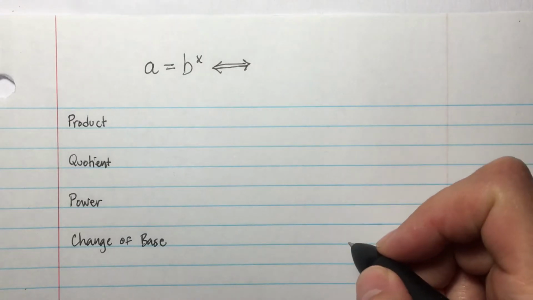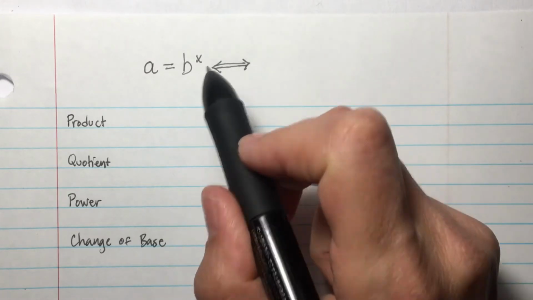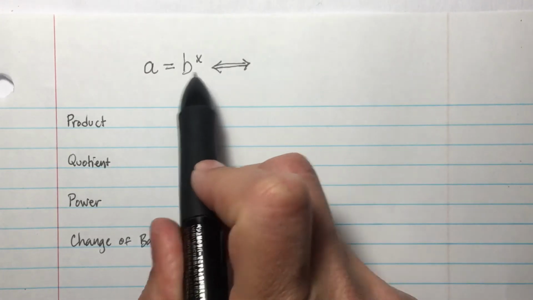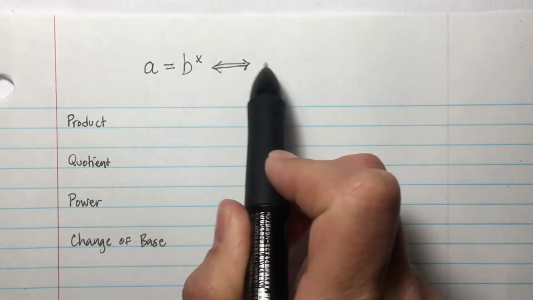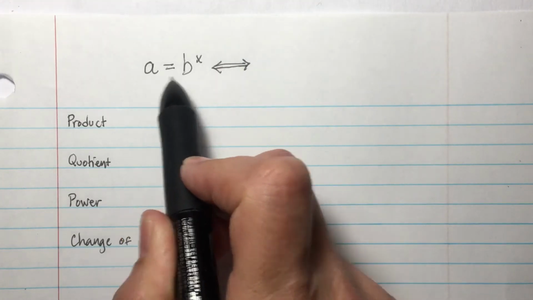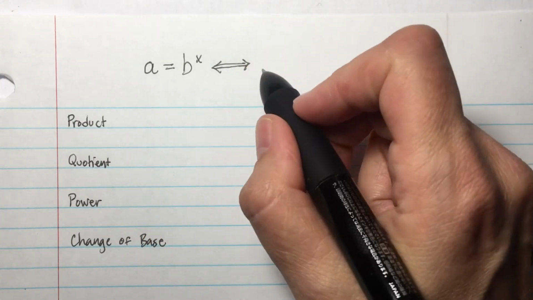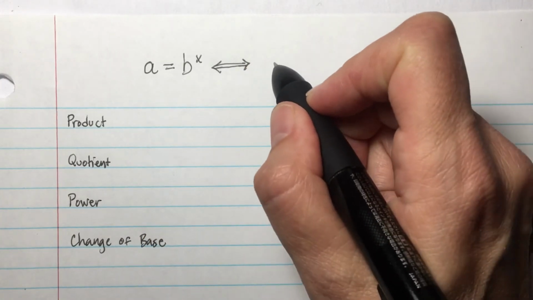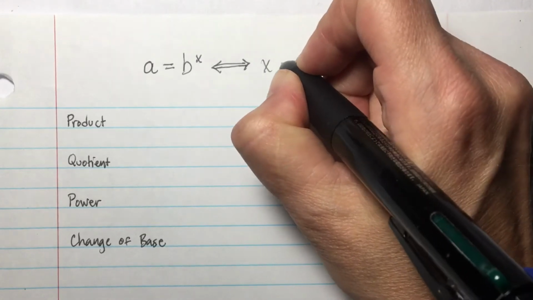Okay, everybody, let's talk logs. So the whole reason we need logs is that they make exponents not exponents anymore. So you'll see the definition of a logarithm written as a double arrowed thing where you have something like a equals b to the x. If the purpose of a log is to make an exponent not an exponent, it makes sense that the x is by itself.